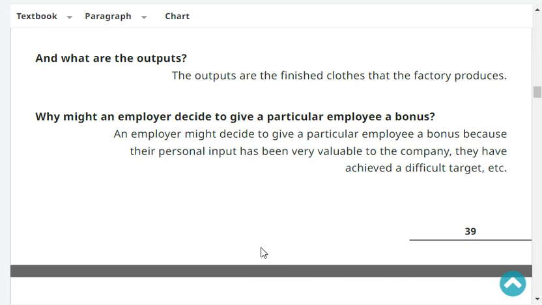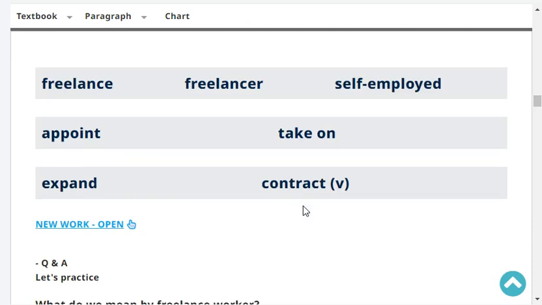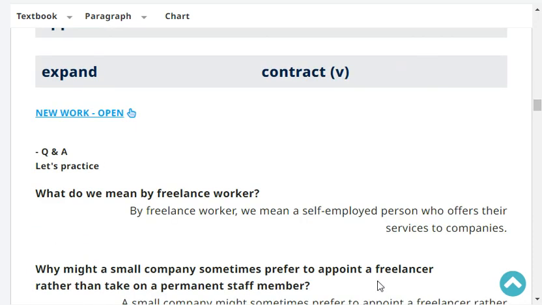Why might an employer decide to give a particular employee a bonus? An employer might decide to give a particular employee a bonus because their personal input has been very valuable to the company. They have achieved a difficult target, etc. Very good.